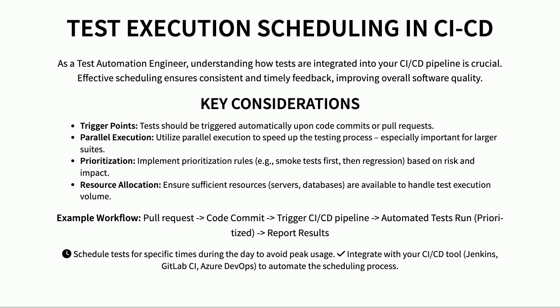And it's good practice to prioritize your tests. Maybe start with quick smoke tests and then move on to more comprehensive regression tests. Finally, make sure you have enough computing power available, especially if you're running a lot of tests. Your CI/CD tool, like Jenkins or GitLab, will be key in automating this scheduling process.